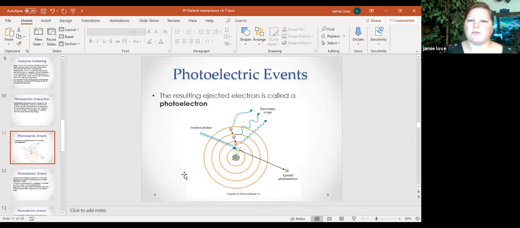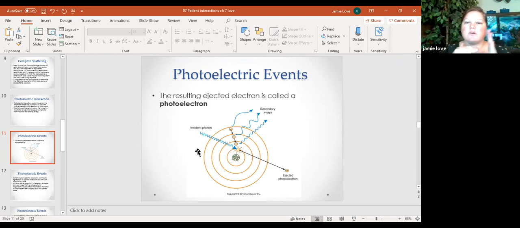So here's a picture of what photoelectric looks like. We're thinking of it as an incoming photon coming in, knocking out a K shell or inner shell electron, usually K shell we're thinking of, and getting rid of that. It loses all its energy. It becomes absorbed. So we usually call this photoelectric absorption.